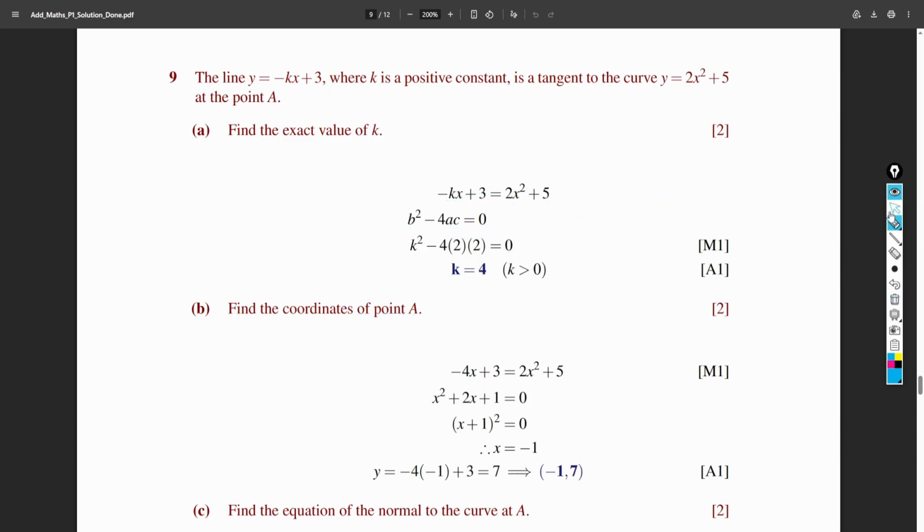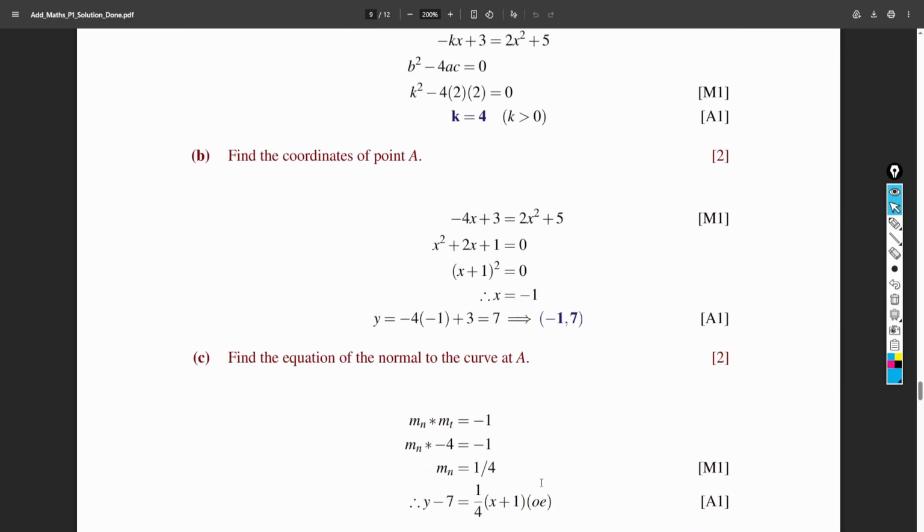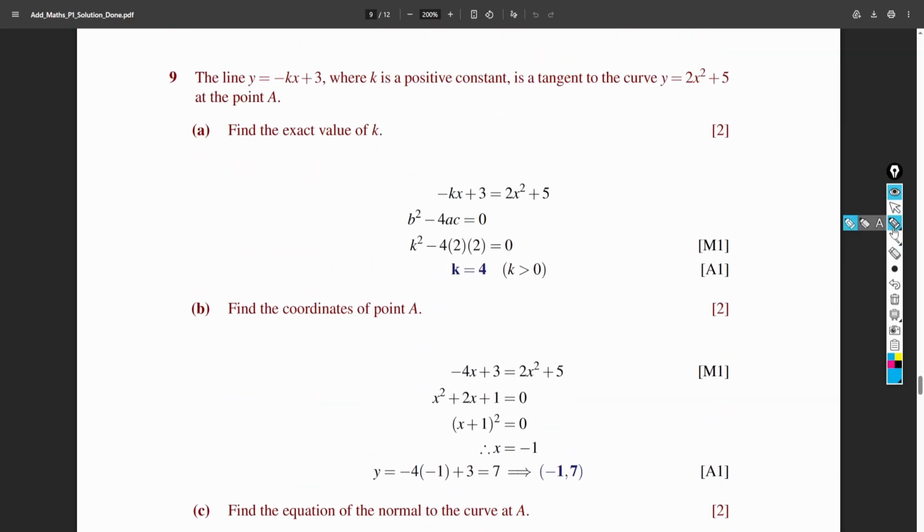Okay, so the next part, they ask us to find the equation of the normal to the curve at point A. Since we already know the tangent at this point, and they want us to find a normal, it is perpendicular to the tangent. So if the tangent's gradient is -4, the perpendicular gradient should be 1/4, since -4 times m equals -1, that means m = 1/4.